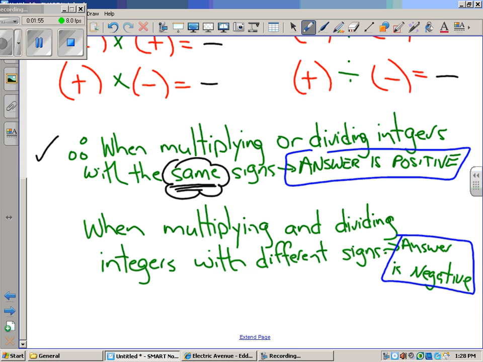And when multiplying and dividing, and I should say two integers, because it only works when you're doing two of them at a time, and they have different signs, a positive negative or a negative positive, the answer will always be negative. And we did a bunch of examples today. You saw that. I think that part wasn't too hard.